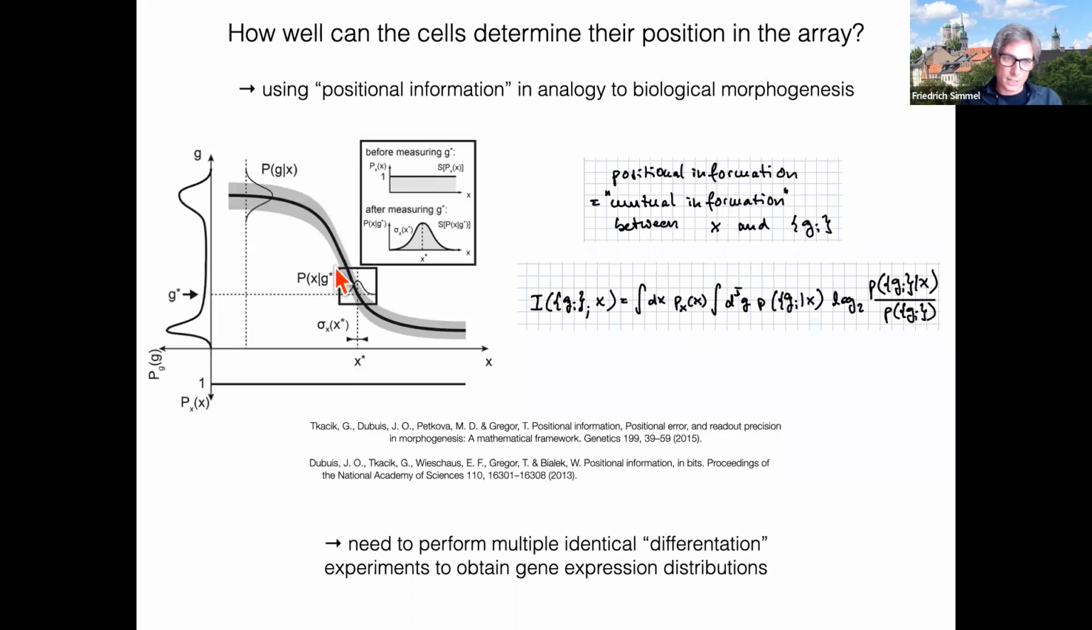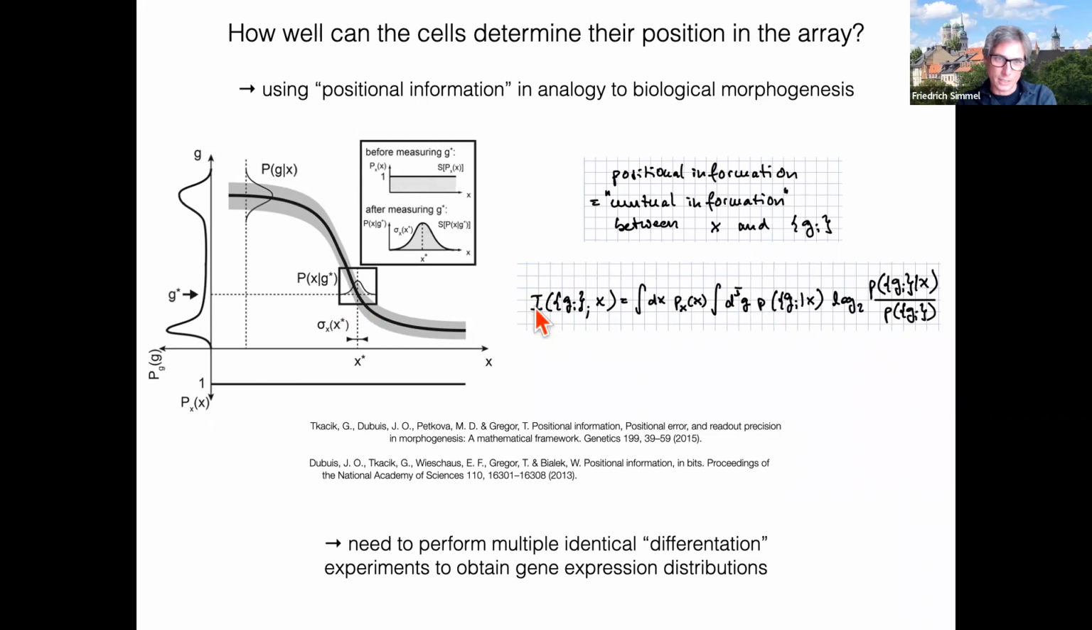So that is measured with this conditional probability: the probability to be at position X given a certain gene expression level G. Obviously, when you have a very broad distribution of gene expression levels, then you simply don't know which position you are at. This can be quantified, and this is maybe not so important for you, but it gives you a number in terms of bits.